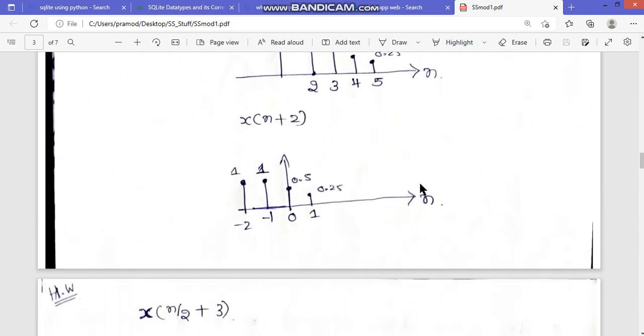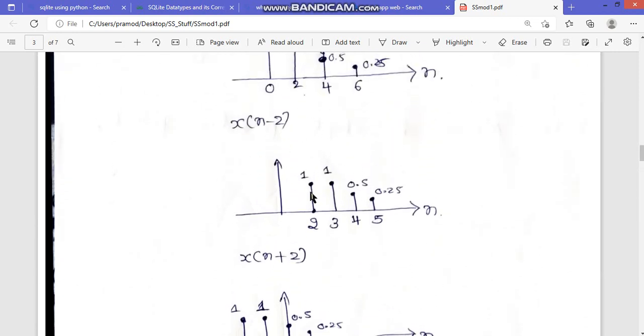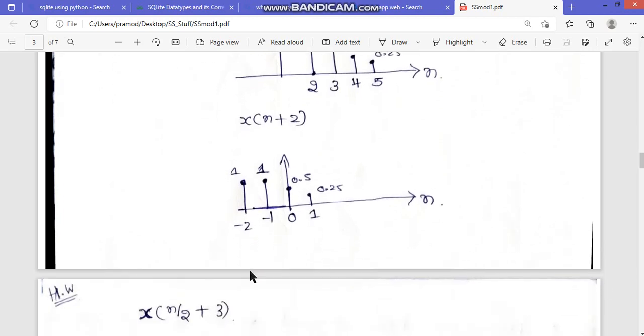Similarly, for x of n plus 2, be careful. I have seen this in the scanner, they have shifted x of n minus 2 to the left side. That is wrong. n minus 2 should be right shifted. n plus 2 should be left shifted.